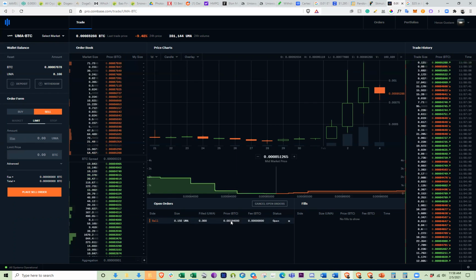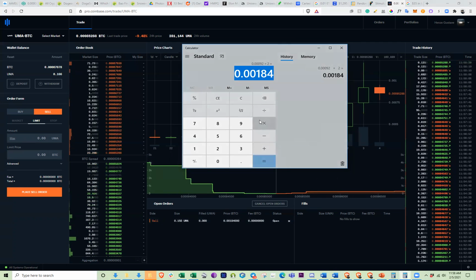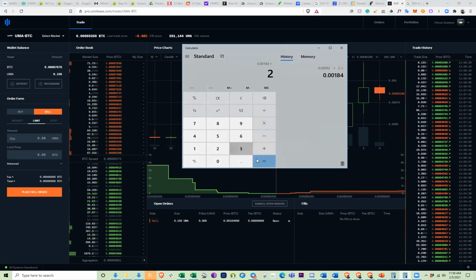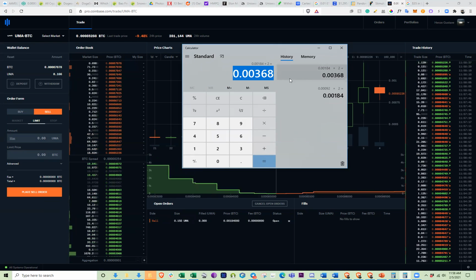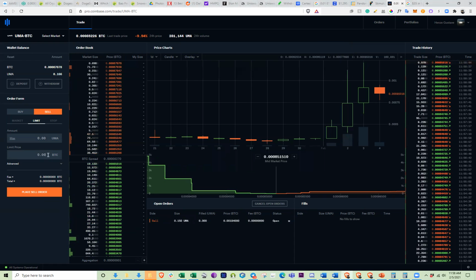So this is actually 184,000 Satoshis. So I want to go ahead and sell at a price double than that. Since I already have this up, I'm just going to hit times 2. Now I have 306. So I'll literally go ahead and copy this, come to this side. On the BTC side, that's where I'm going to put that limit price.